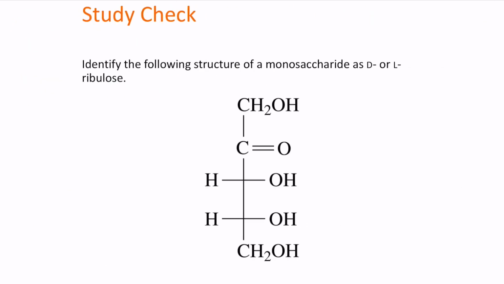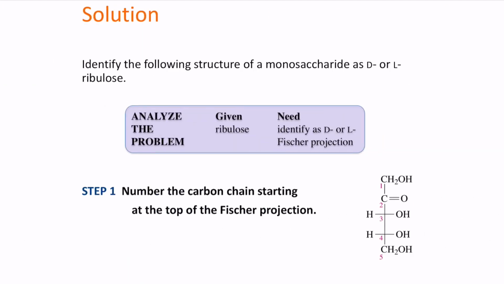Now for this structure here, the first thing that we need to do is number the carbons. So the numbering is 1, 2, 3 and 4. The chiral carbon that is farthest from the top group here is this carbon here. Now the OH group on this carbon is on the right side, so we can say that this is a D. They already gave you the name, so we can write it as D-ribulose. So this is how we can name the compound.